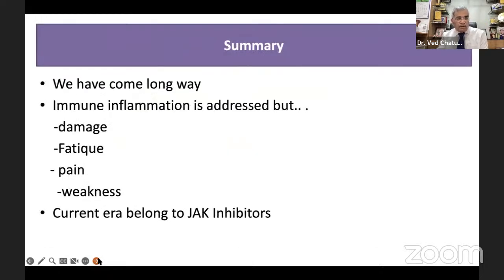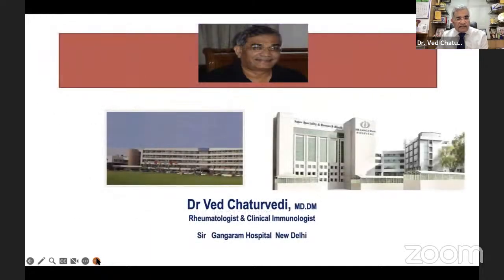To summarize, we have come a long way. Immune inflammation is addressed, but damage, fatigue, pain, and weakness are still the problem. In the current era, we are using more JAK inhibitors. Probably this is the last slide, and thank you for your patient hearing.